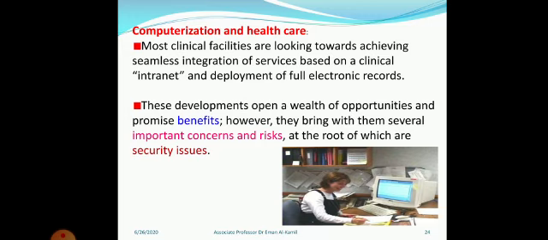So these developments open a wealth of opportunities and promise benefits. However, they bring up several important concerns and risks. So it also has advantages and disadvantages, especially regarding security issues and what is called confidentiality, keeping the information of different patients confidential.